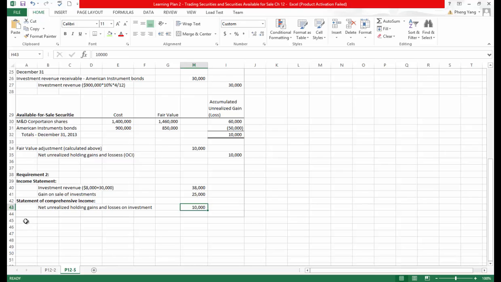All right, on the balance sheet, this is how it's going to look. There are assets, current assets. We've got the investment revenue receivable of the 30,000. Then we've got our securities available for sale.